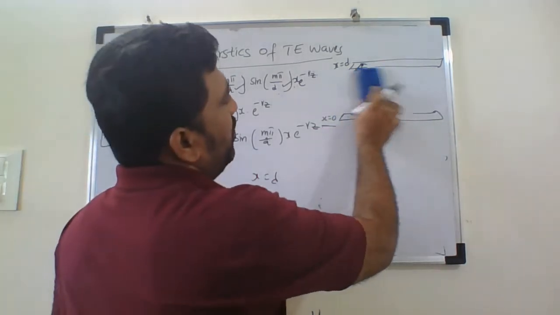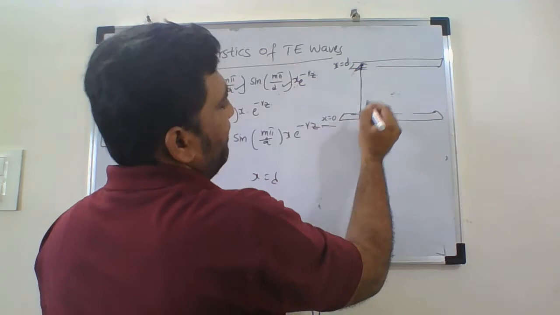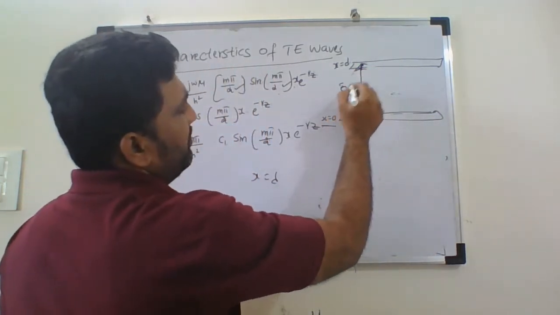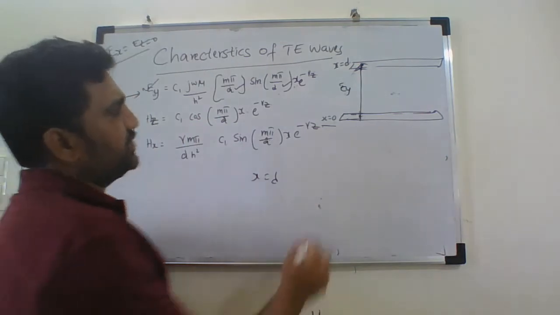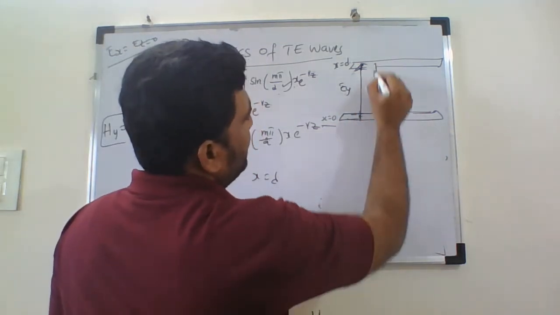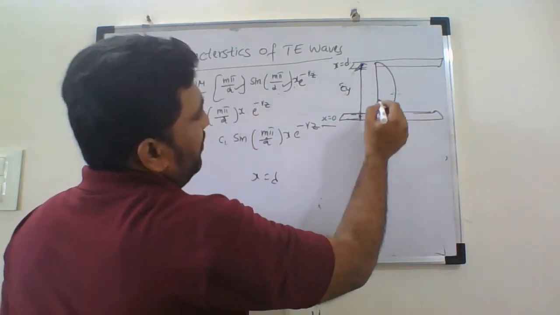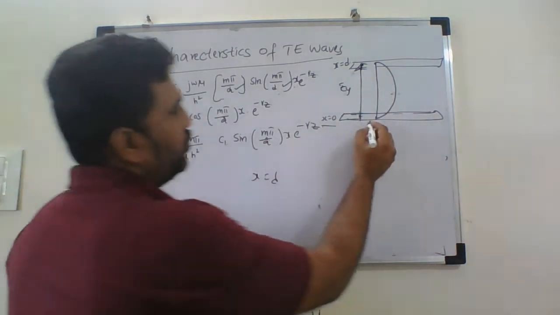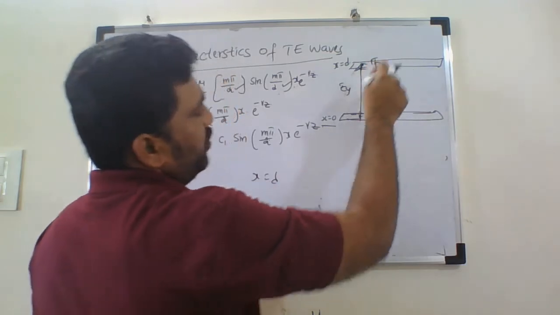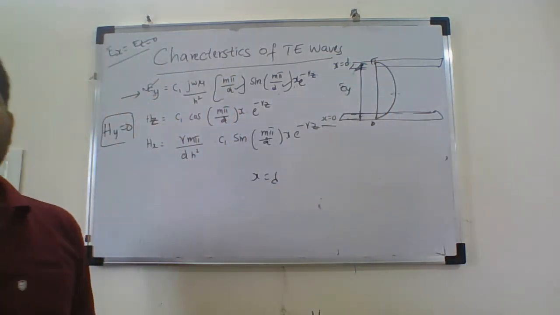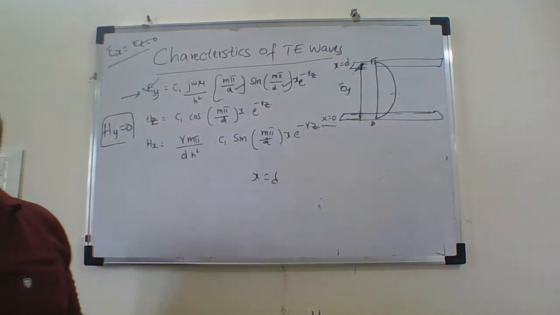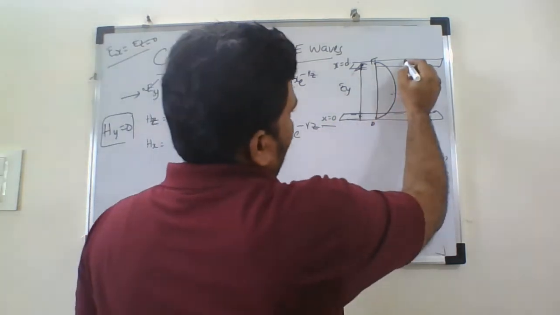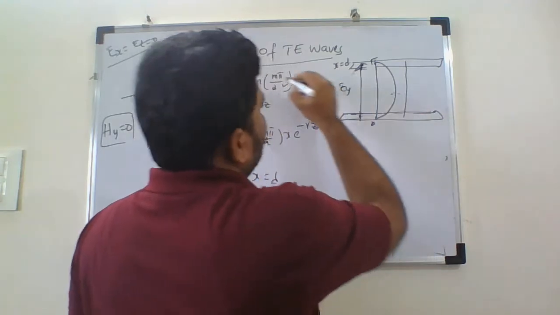So when m is equal to 0, we will not get any variation of Ey. This is the variation of Ey, so there is no Ey variation. When m is equal to 1, I will get a variation of one half cycle, so 0 to pi. That means my variation of Ey will be like this, one half cycle variation.